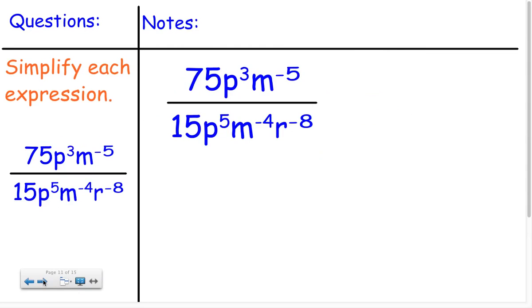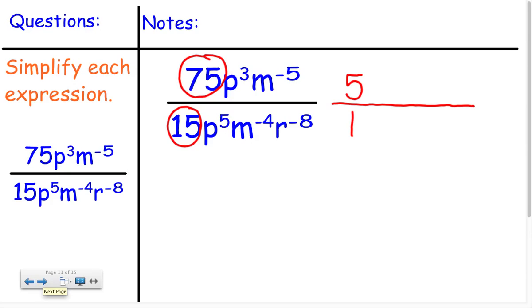All right, now we have coefficients in front of our variables. So I have this 75 over 15, which I can simplify. I can see how many times 15 can go into 75. Well, 15, 30, 45, 60, 75. So 5 times. I'm going to write that as a fraction, 5 over 1. Then I'm going to circle all of my negative exponents. So I have a negative 5 here, a negative 4 here, and a negative 8 here.